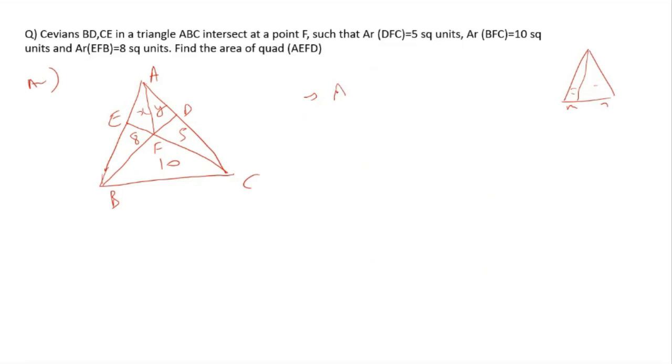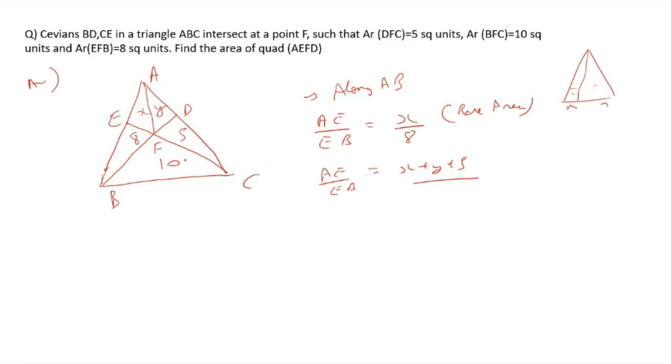So along AB, AE by EB will be equal to X by 8 by the base area ratio. X by 8 is AE by EB. Also AE by EB, if you see the bigger triangle, the whole triangle, is this entire area by this entire area. So basically X plus Y by 5 over 18. So whatever lying in this part and whatever lying in this part, the ratio of that.